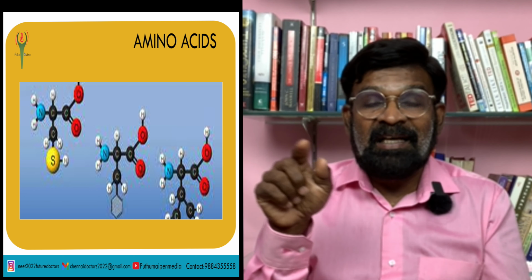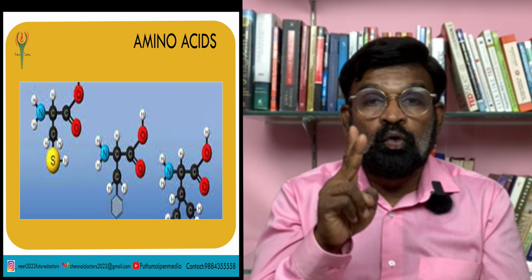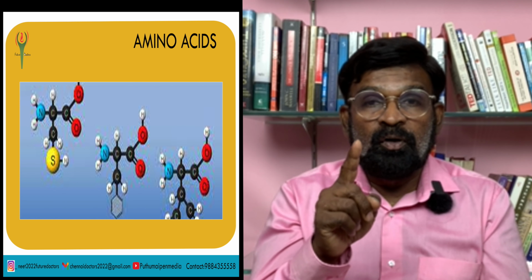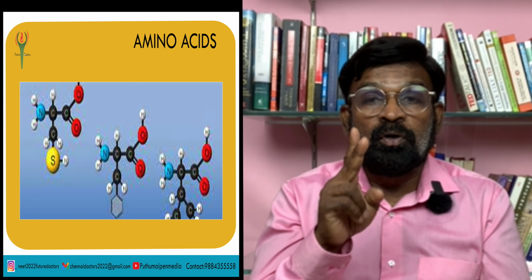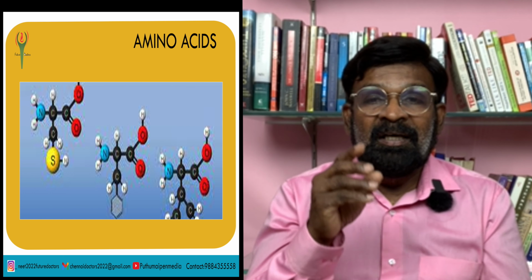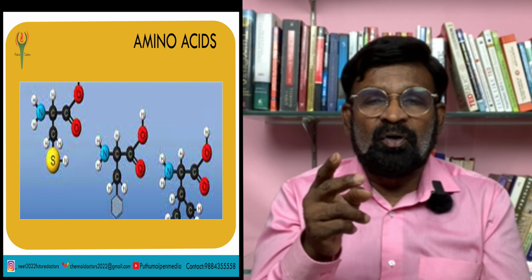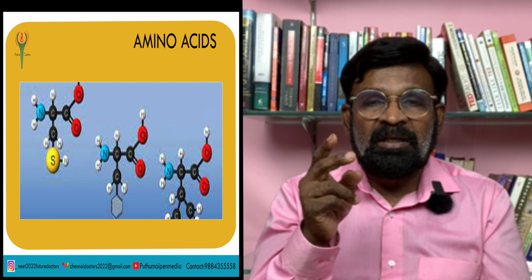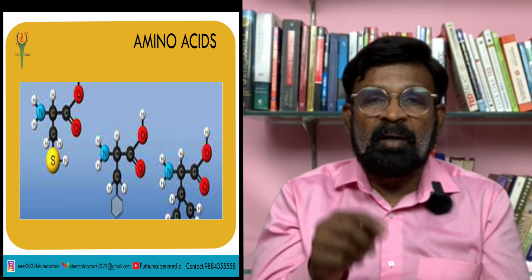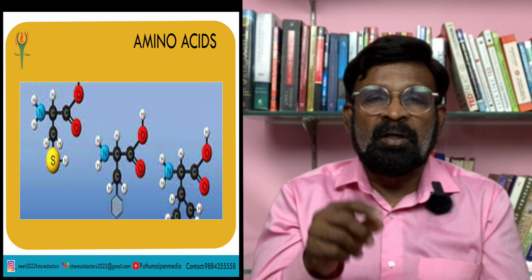Okay. Acidic amino acids. These contain one amino group and two carboxyl groups per molecule. Examples, glutamic acid and aspartic acid. Next is basic amino acids. These contain two amino groups and one carboxyl group per molecule. Examples, arginine, lysine and histidine.